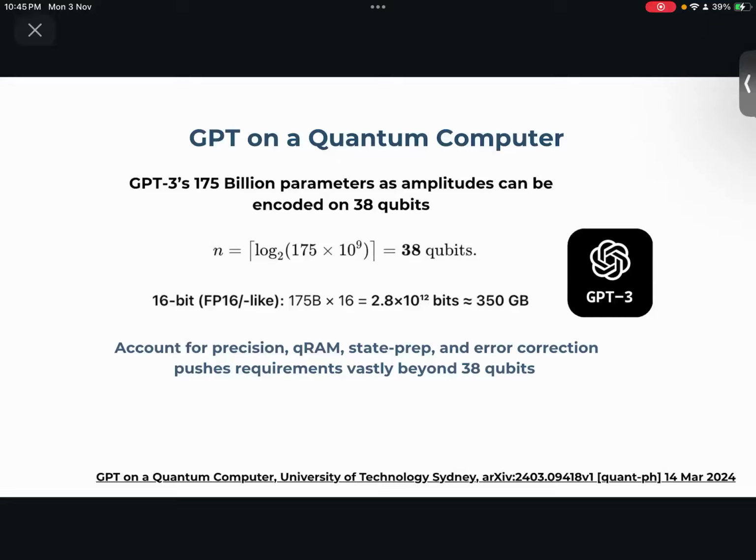It's just simple math where you can find 38 qubits that will allow you to encode all this massive data. You would basically need 2.8 multiplied by 10 to the power of 12 bits, which is 350 gigabytes, if you want to encode it on classical hardware. But this is, as I said, theoretically speaking, because if we take the precision, the QRAM, the state preparation, and the error correction, we can go far beyond the 38 qubits. And this is one of the bottlenecks of quantum computing.